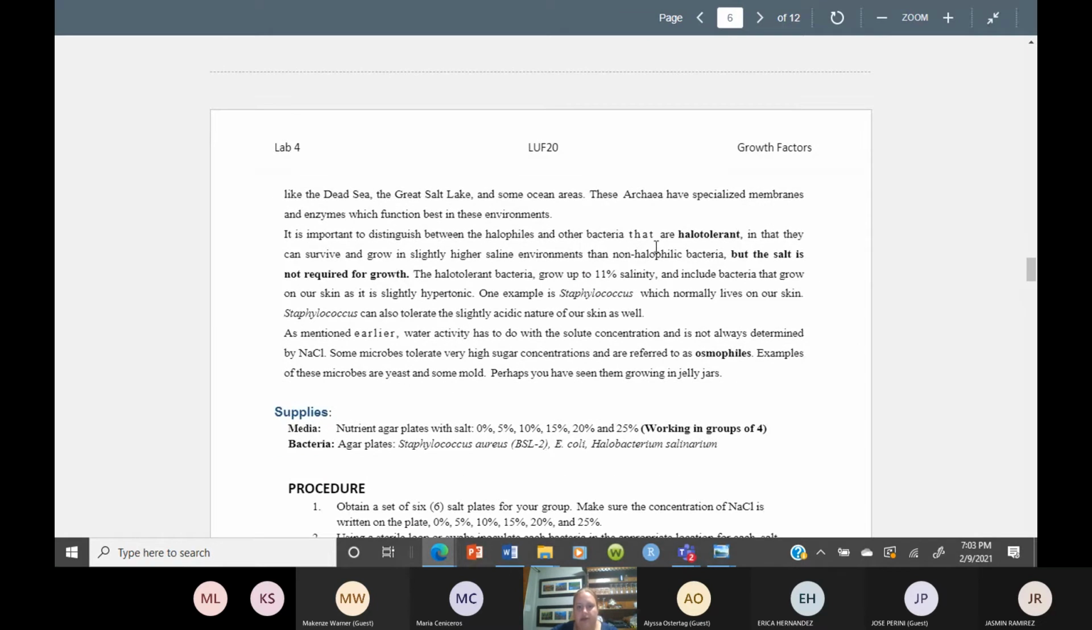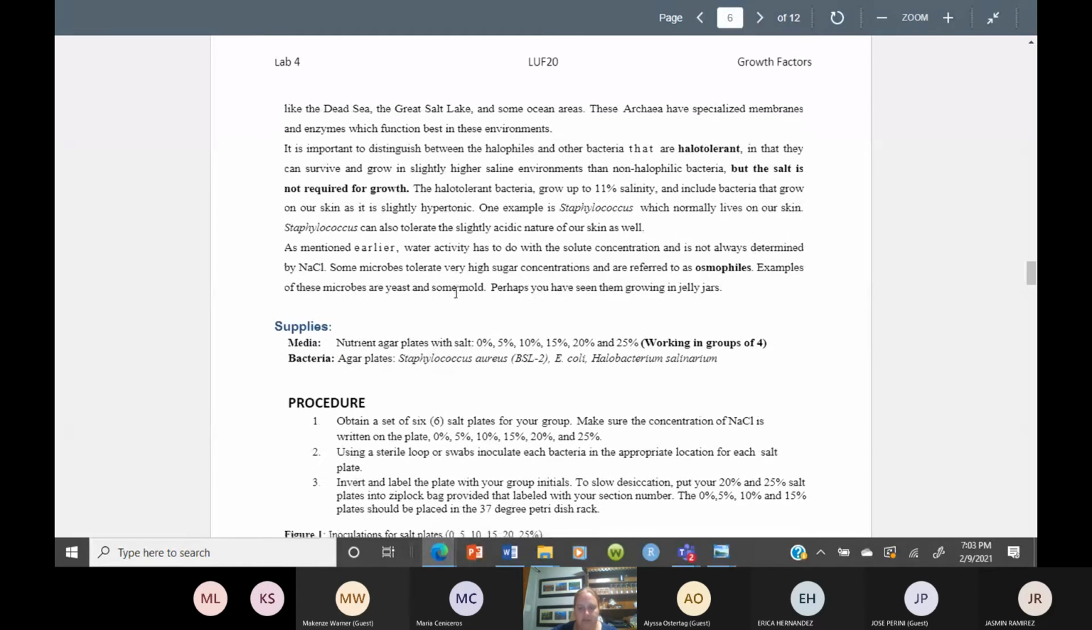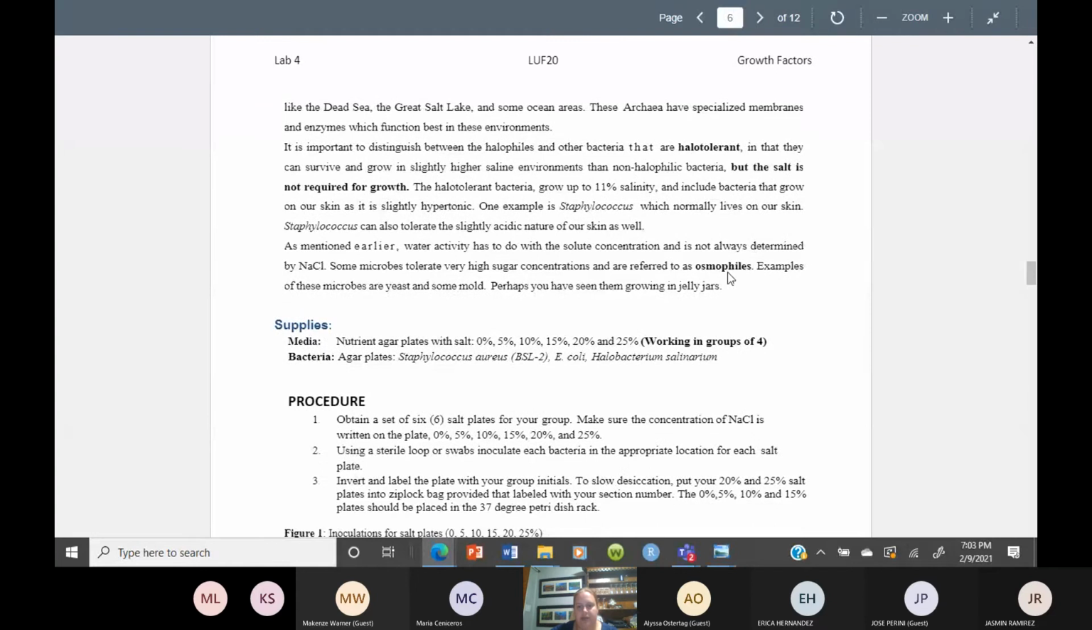There's bacteria that are halotolerant that don't require salt because they're tolerant, but they can persist in a salty environment and survive and grow. So that would be a halotolerant bacteria. And then there's osmophiles. Those are referring to those sugar-loving bacteria or those sugar high concentration, high osmotic pressure requiring bacteria.